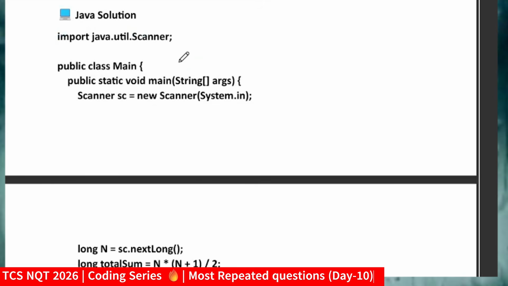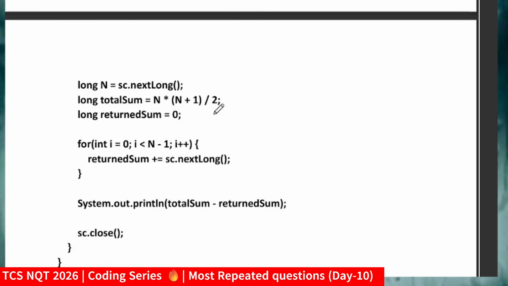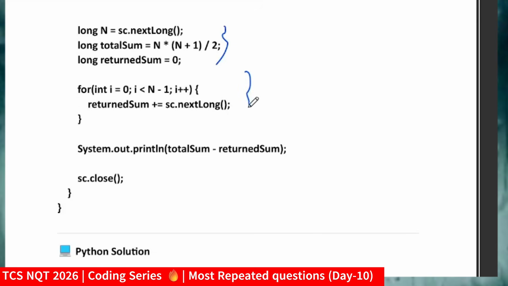Coming to the next, that is the Java solution. Here I'm declaring public static void main string, taking the input by using the Scanner class, and applying the same formula, total sum equal to n into n plus 1 by 2. Then I will take the array input, sum it up and subtract. So I'm using the same concept here.